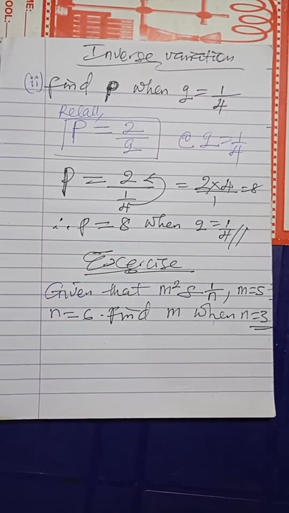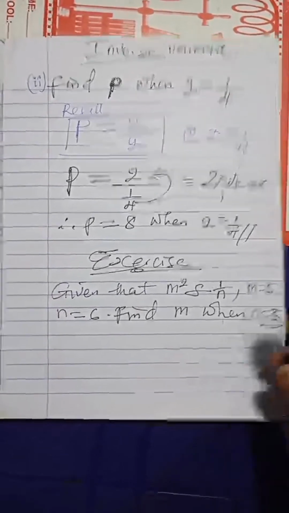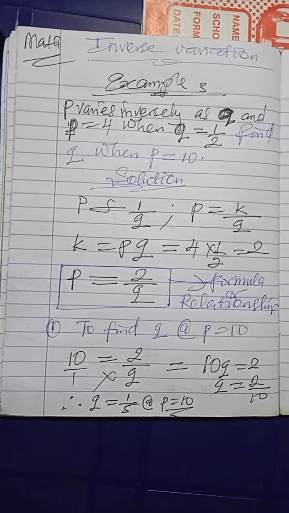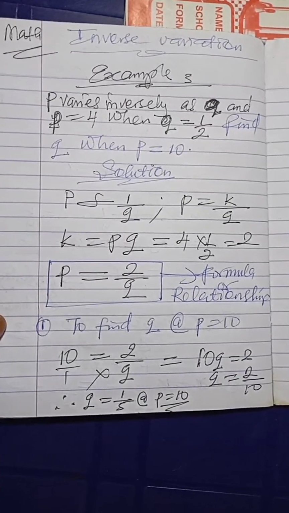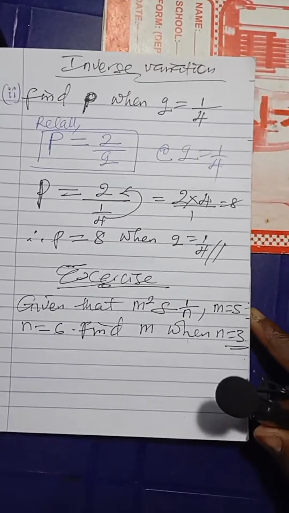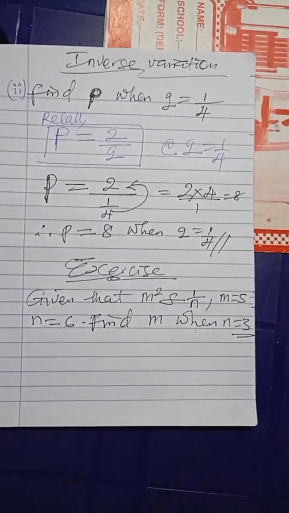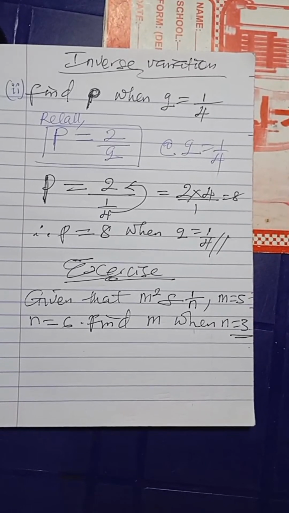So for M when N is 3, remember, you can see what I have solved here. Okay, good. You can see all the appropriate methods that I have used. So use the same method and solve for M.